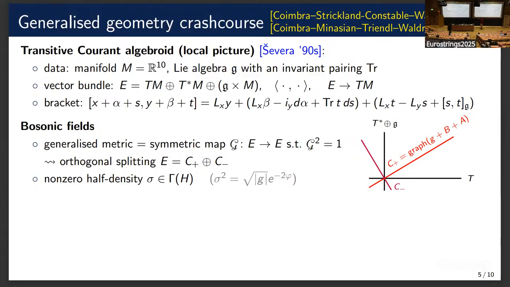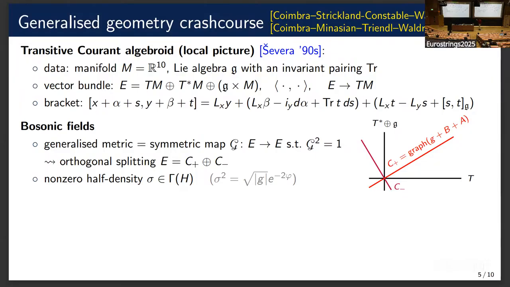And then if you restrict your attention to some specific subbundles of some specific rank, you will see that C plus looks something like this, and you can read off that this is a graph of some linear map from T to the rest. And if you look at it, that's precisely the metric plus B field plus A field. Because the map from T to T star has a symmetric and antisymmetric part, that's G and B. The map to the Lie algebra g is simply the connection. And so the only bosonic field that is missing is the dilaton.